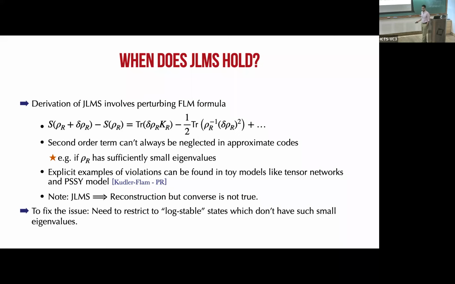Log stable states will essentially have no very small eigenvalues, which is controlled by the errors in the FLM formula. And once you restrict to that class of states, you can apply this argument that was made earlier and get the JLMS relation. So with this caveat, we can recover the JLMS formula. So whatever I'm going to say is always going to be restricted to states of this form. This is often true of smooth quantum field theory states in the bulk, because they typically have thermal distributions and they have some nice smooth behavior. But in these toy models, you can consider things like product states, right? And they always have small eigenvalues.